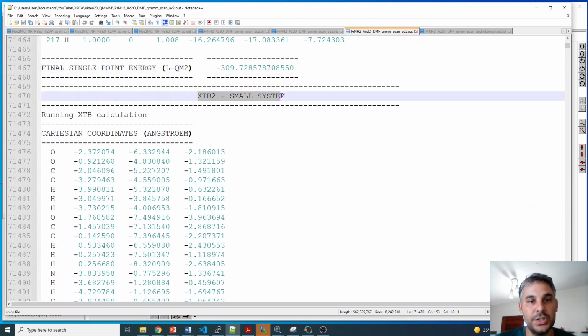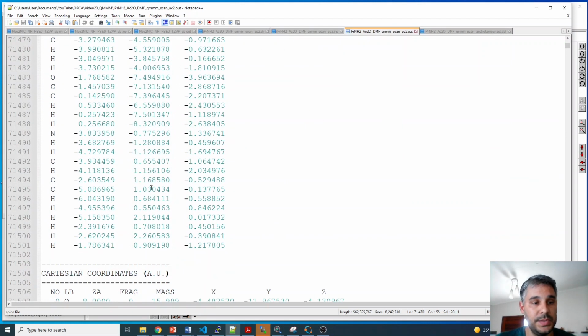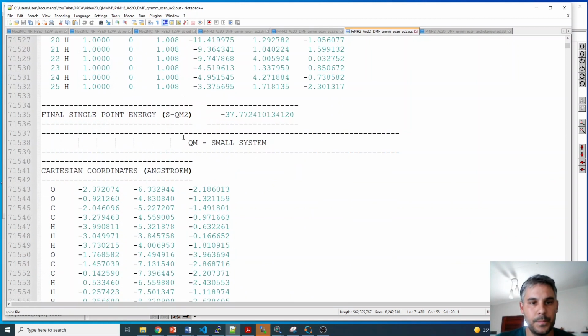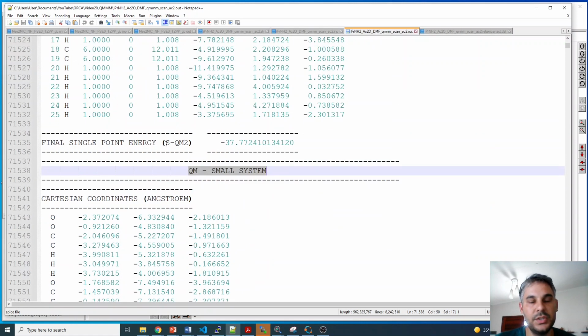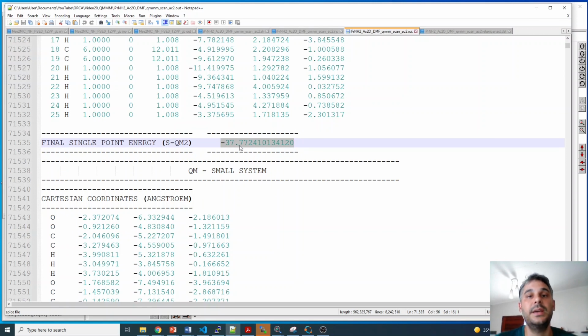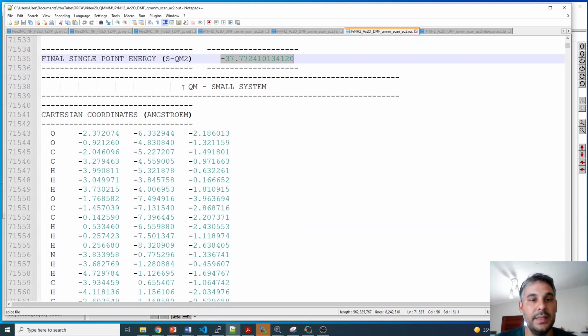So then you do a calculation at the XTB level of the small system, the first 26 atoms, and then you do a QM calculation on the small system. So you get, L was not for low level, L was for large, S is for a small system. So this is the energy of the first 26 atoms, the acetic anhydride and the isopropyl amine at the XTB2 level of theory, and then comes the QM calculation in the small system, which takes much longer.